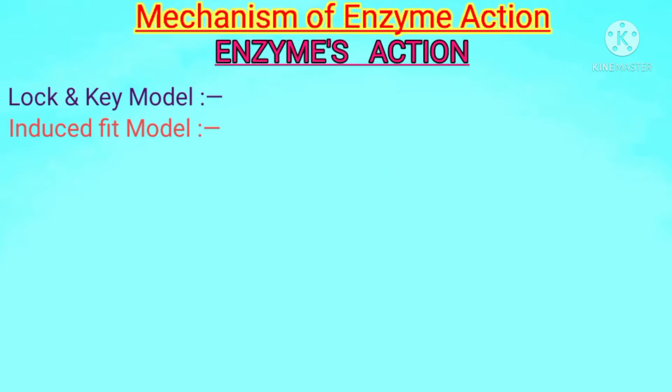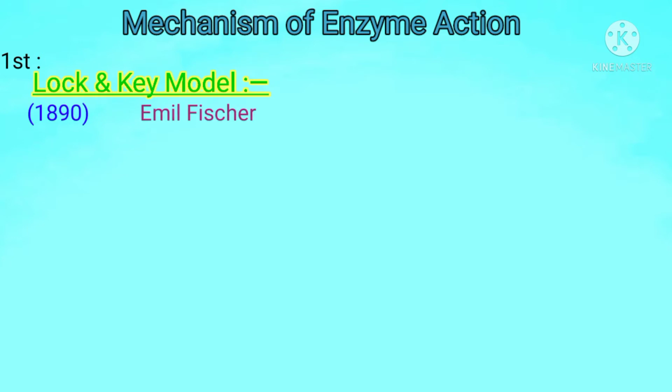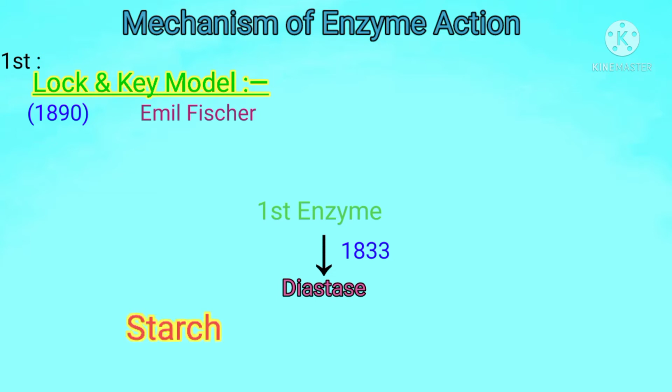Students, there are two models of enzymes that were proposed by two different scientists. The first model is named the lock and key model, which was proposed in 1890 by the scientist Emil Fischer. The first enzyme was discovered around 1833, that was diastase, which works upon starch, a carbohydrate, and converts starch into maltose.